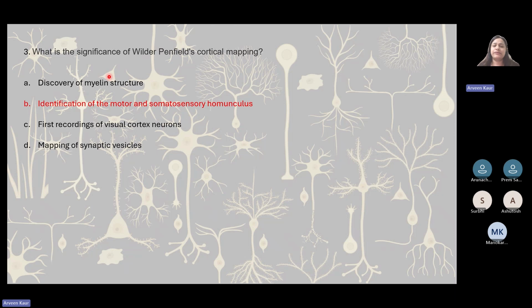So we have discussed this even before this particular week's lectures. But in this week also, Sir's lecture included this, that the motor and somatosensory homunculus was basically the result out of Penfield's experiment of cortical mapping, and how that happened. We have briefly discussed before, and what exactly the somatosensory cortex is, and the motor cortex is, I'll discuss in the second part of the presentation today, right?